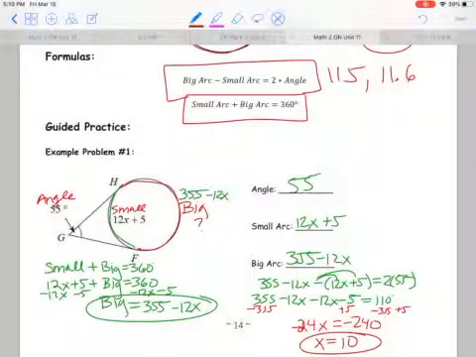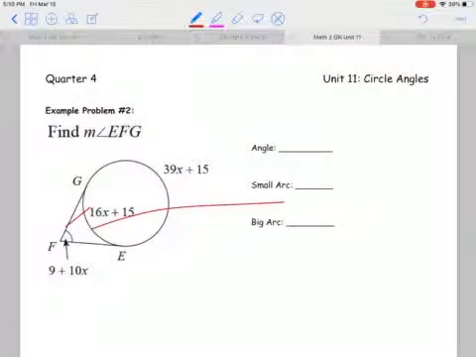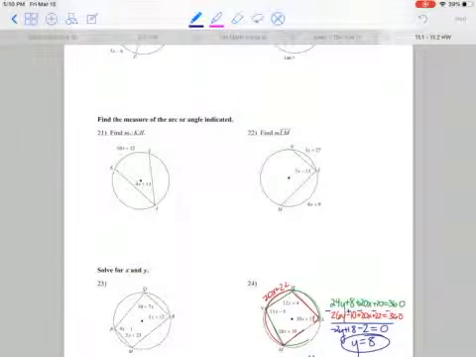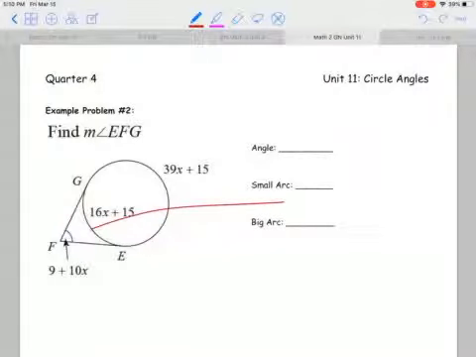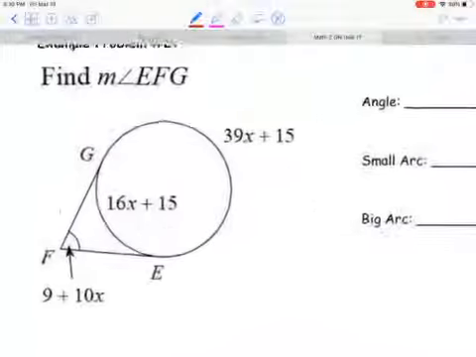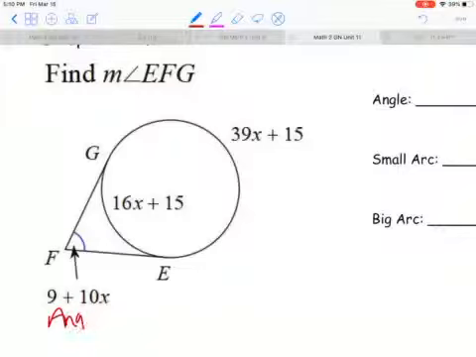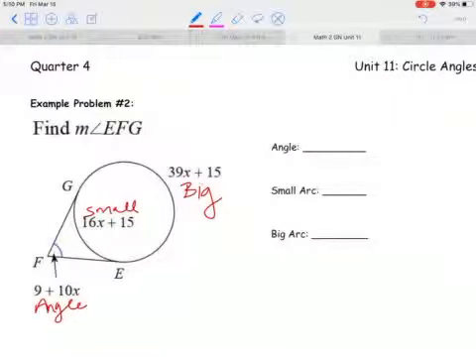Let's try one more practice problem on your own. I want you to go through the steps of labeling and solving for x, and then pause it until you get x, and then push play. Okay, our angle is here, our small arc is here, and this is nice because they gave us our big angle, which they don't always do. So I'm just going to transfer all these over so I can see them.